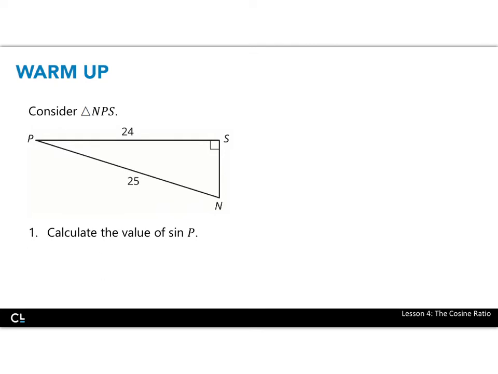So we want to find the value of the sine of p. So here is p up here. So sine is opposite over hypotenuse. So for us here, the side that is opposite p, the sine of p, that is Sn, and the hypotenuse, that's our longest side across from the right angle, that is Pn.